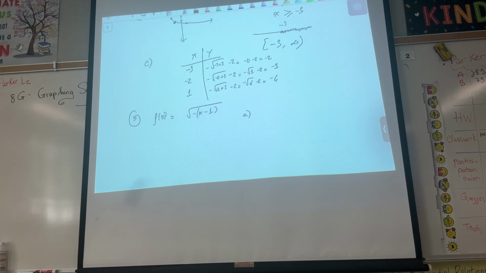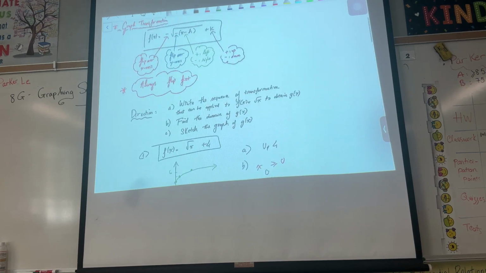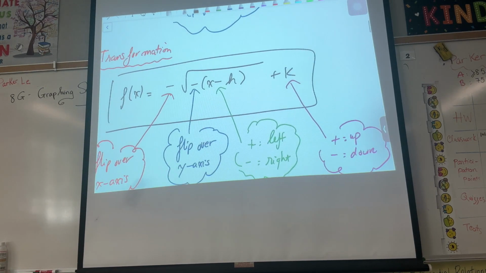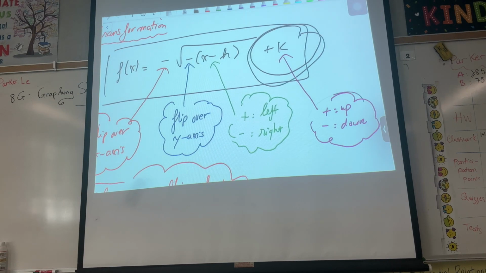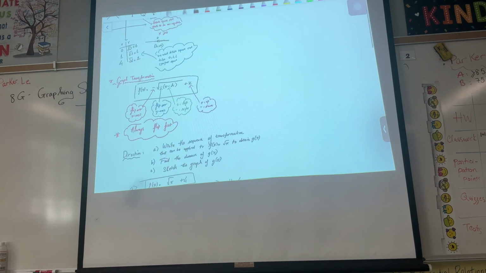Transformation. Now, Jocelyn, you want to try again? Negative inside is what? Up, down, left, right? When you see the number outside, like outside the square root, it's up and down. Positive goes up, negative goes down. If the number is inside the square root, let's talk about left and right. Positive goes left, negative goes right. Make sense? Now, can you tell me again?